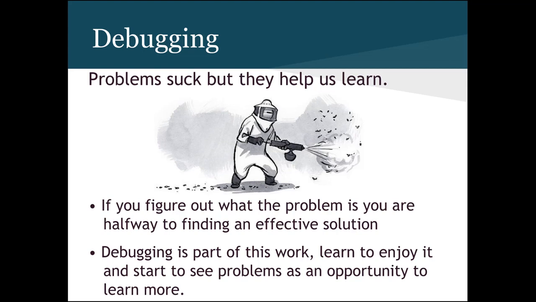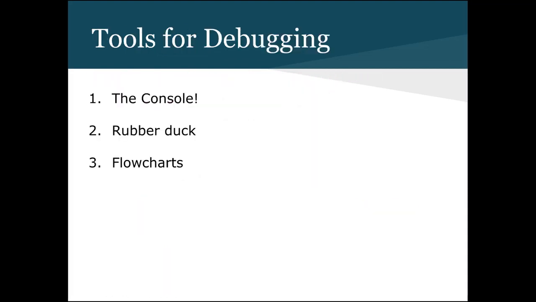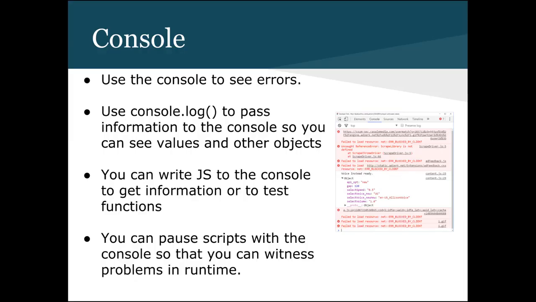Tools for debugging. The console, the rubber duck, and flowcharts. I love the console. You can write code to be sent to the console, and it's like your little secret. It's a quick and easy way to see what is the value of a variable when a conditional is checking against it, what is the object that I've gotten a hold of. It tells us all kinds of nifty information without having to alert. It helps you figure out what's going on.